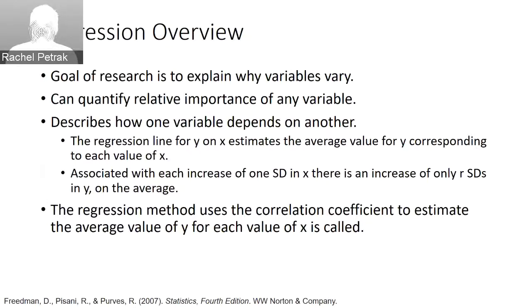It's important to remember to have mapped your outcome and predictor variables in a sensible way. With each increase of one standard deviation in x, there's an increase of only r standard deviations in y, and we use this to help us find the slope later on down the road.